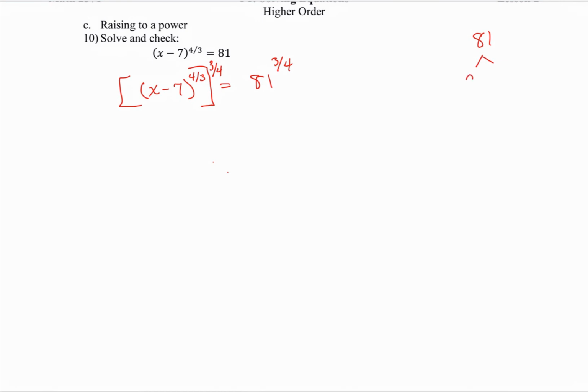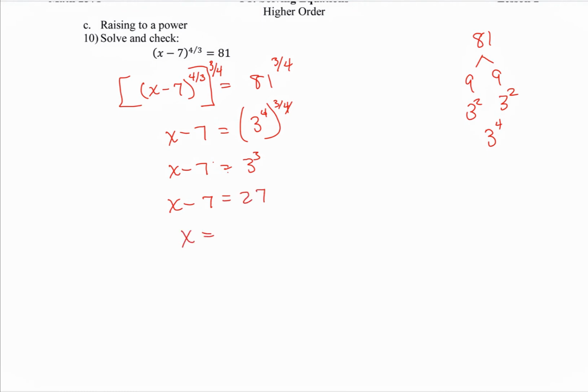Okay, 81 is 9 times 9. 9 is 3 squared. All right, so this is 3 to the 4th. All right, so I'm going to rewrite this as x minus 7 equals 3 to the 4th to the 3/4. Those 4's will cancel out, so this is x minus 7 equals 3 cubed. So this is x minus 7 equals 27, so x equals 20.